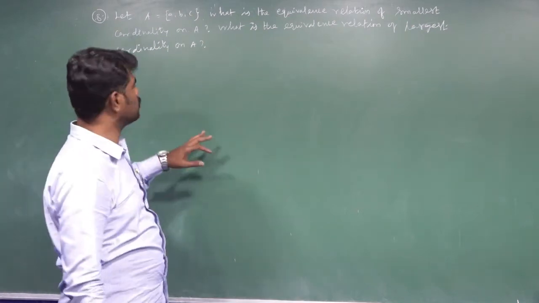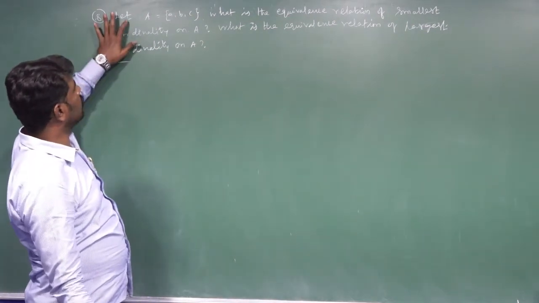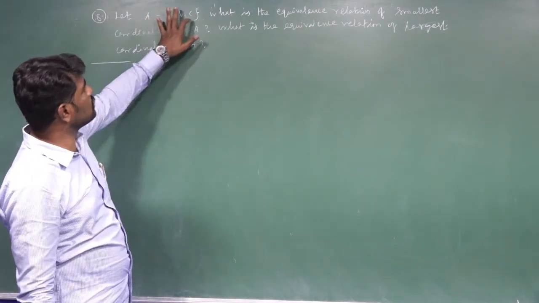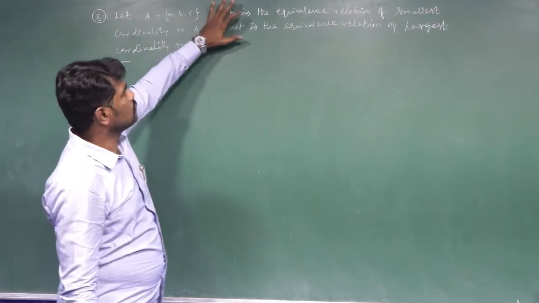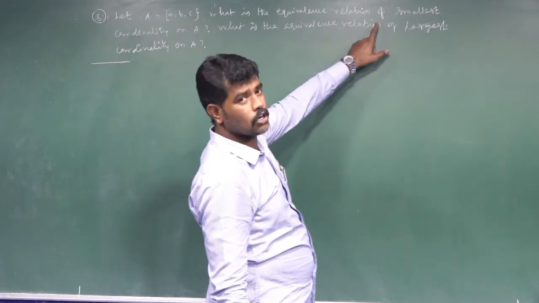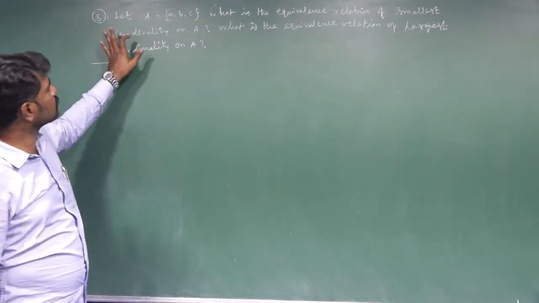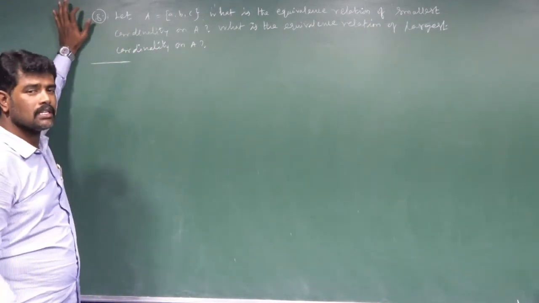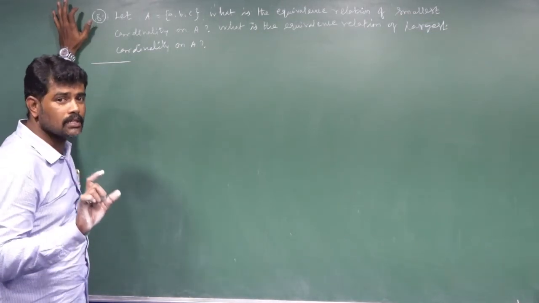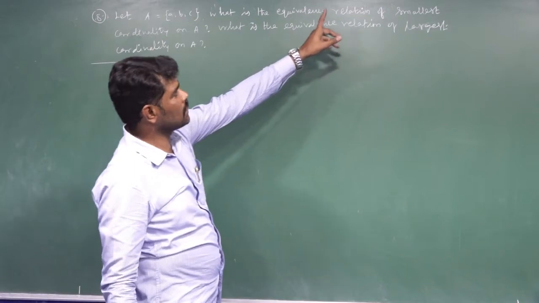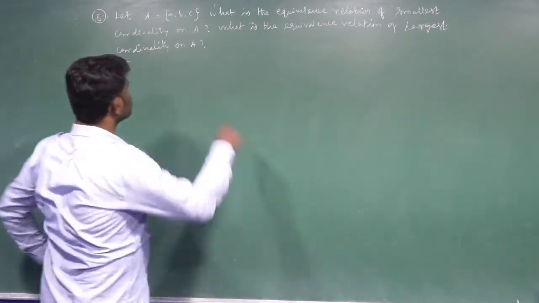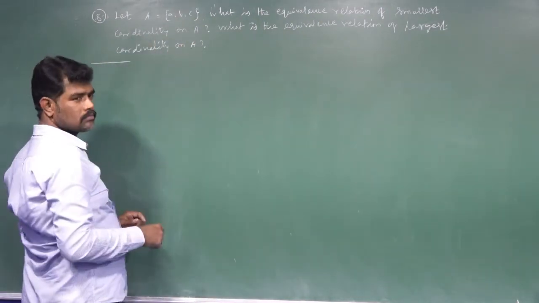Now the 8th question. Here the question is, let A equal {A, B, C}, the set of all three elements A, B, C. What is the equivalence relation of smallest cardinality? Cardinality means the number of elements. What is the equivalence relation of smallest cardinality on A?